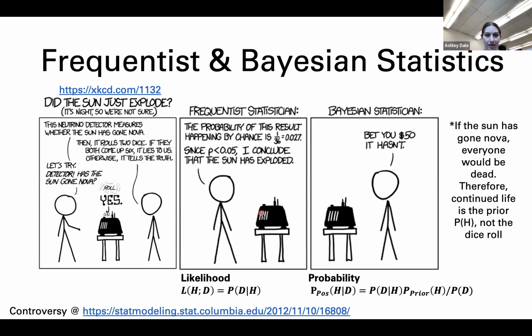So the frequentist statistician is going to say the odds of both getting 1/6 is very low, right? Therefore, it's unlikely to lie to us, and therefore it's telling the truth. So we're going to say, yes, you know, if the sun has exploded, we're dead. The Bayesian statistician is going to update their prior. And because if the sun exploded, we would all be dead, and obviously they're not dead, the Bayesian statistician is going to say, bet you it hasn't exploded, 50 bucks. So this is the difference between likelihood and probability, right? We have an updated prior in probability that we don't have in likelihood.